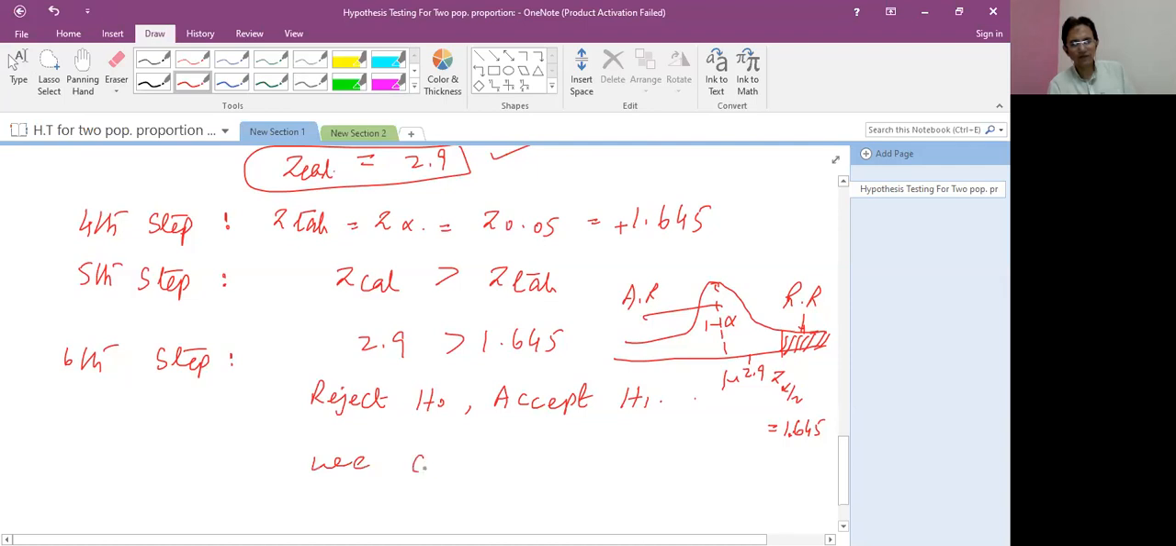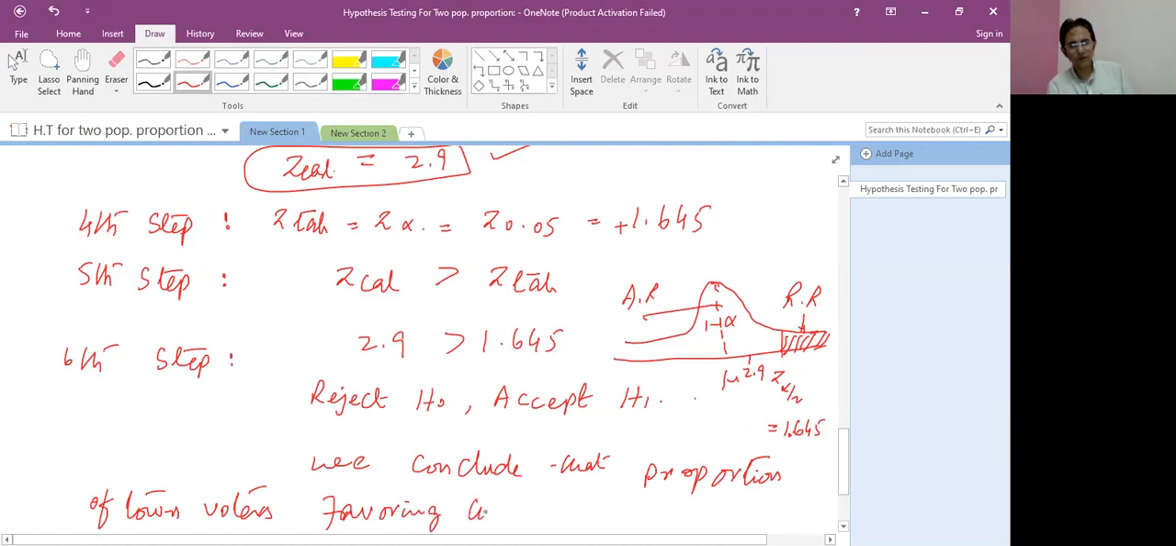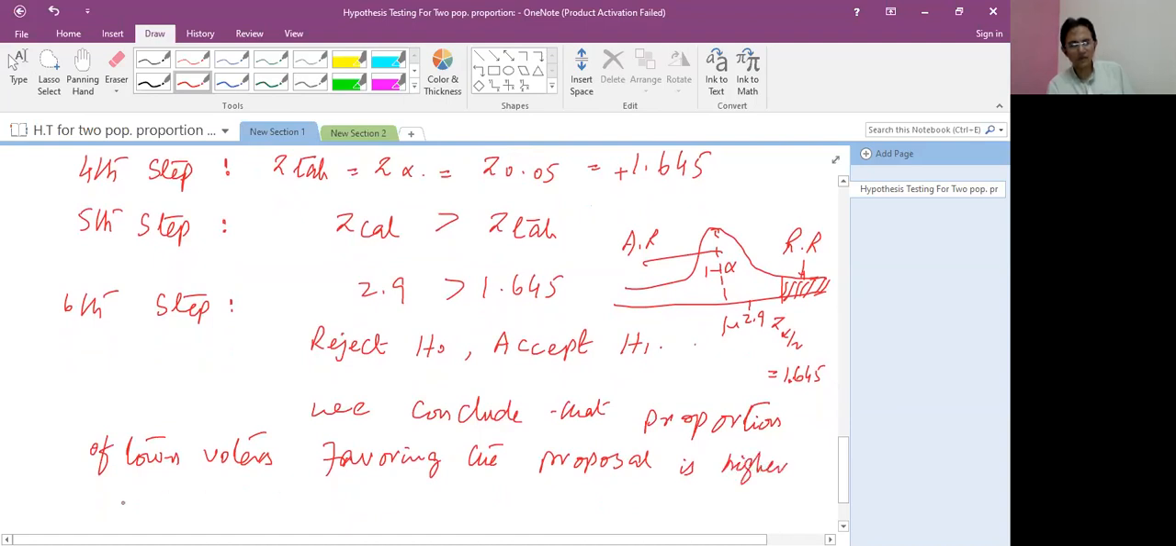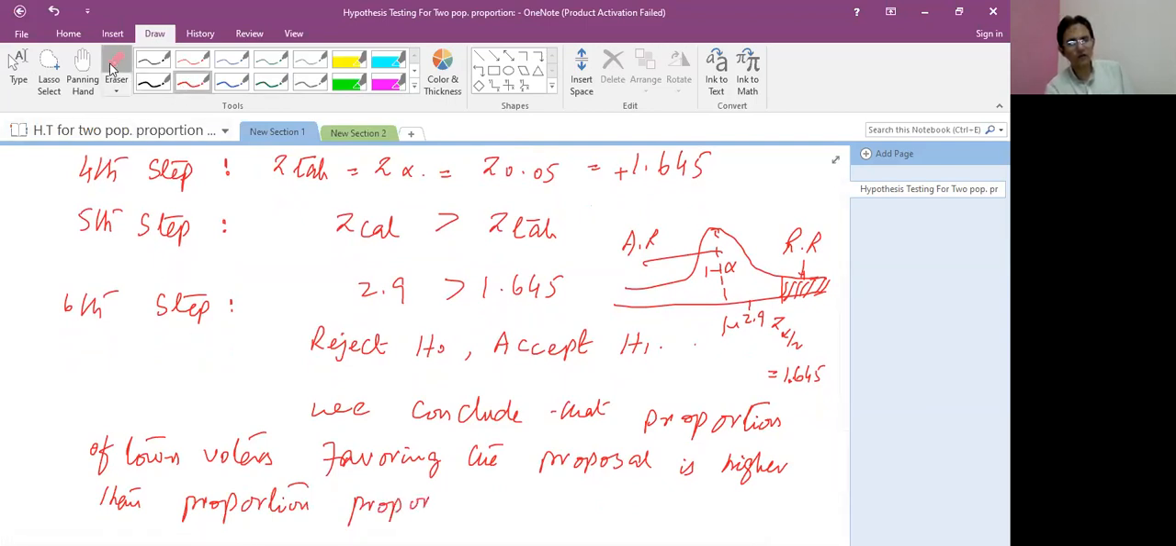We conclude that the proportion of town voters favoring the proposal is higher than the proportion of country voters.